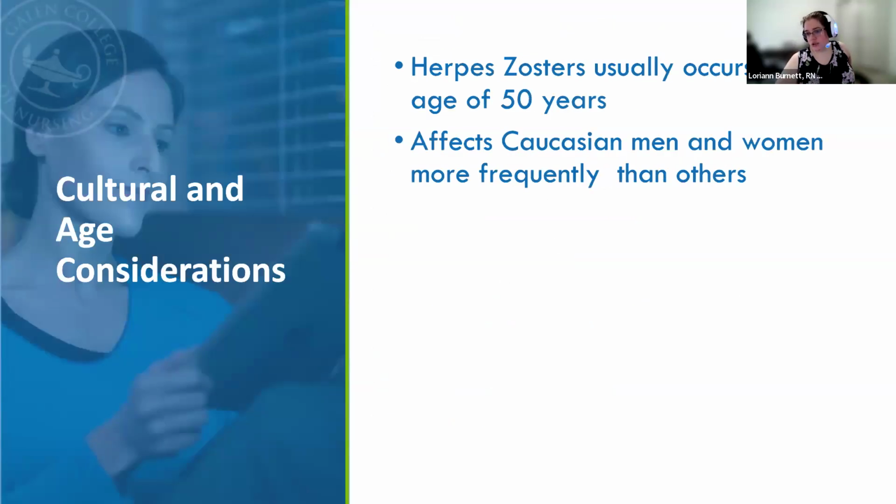Herpes zoster or our shingles usually occurs after 50. It affects Caucasians more frequently than others. So again, our pasty white people. Woo.